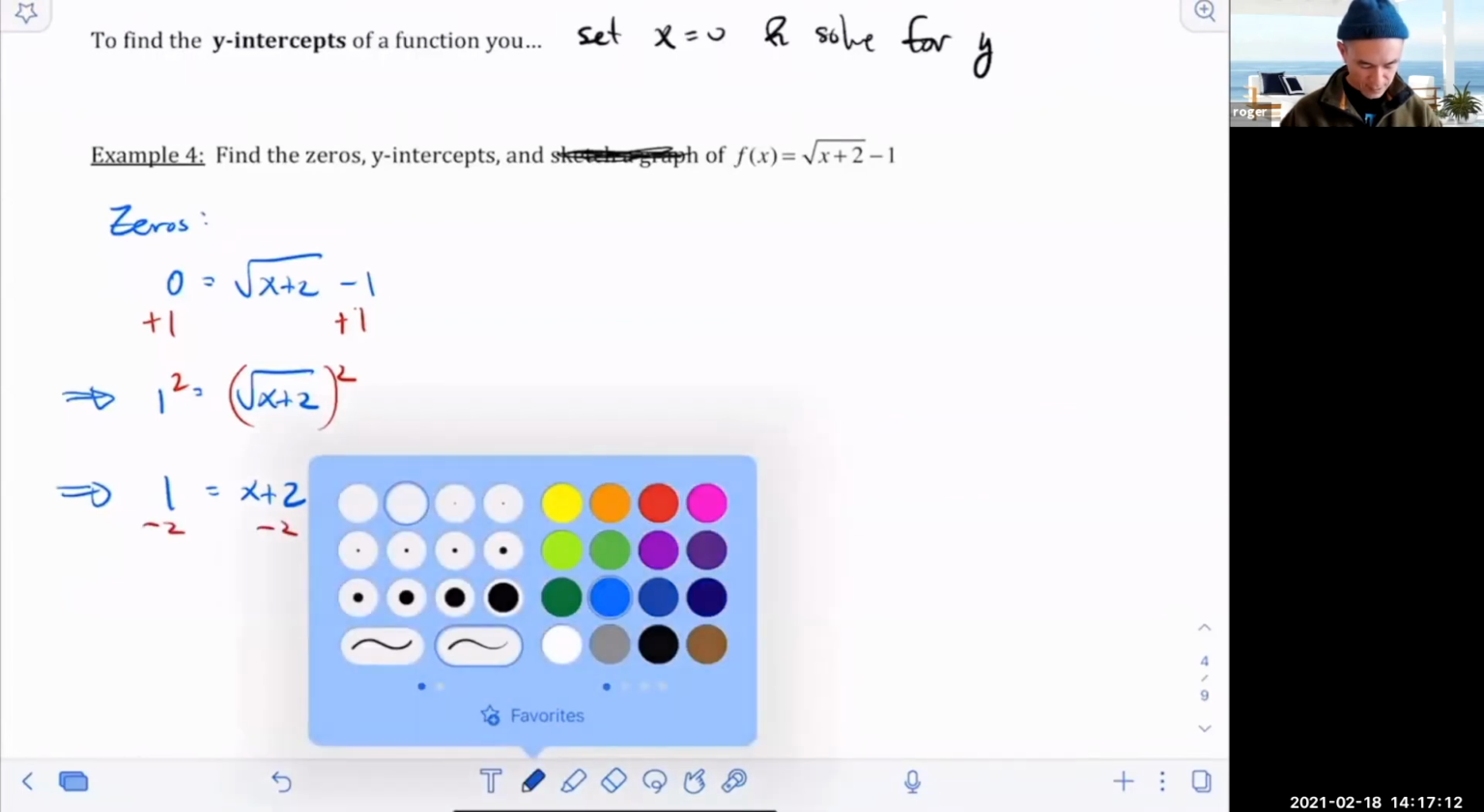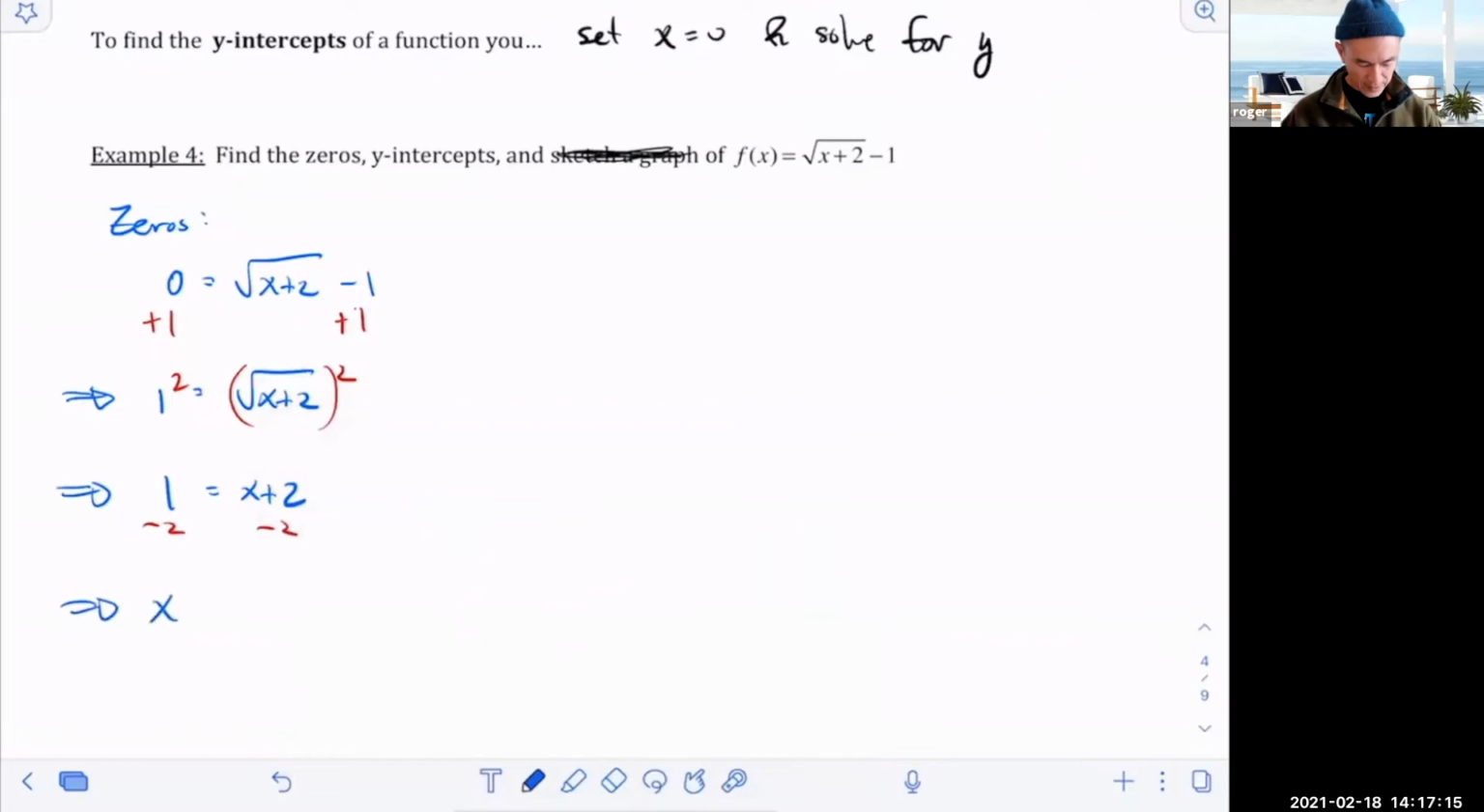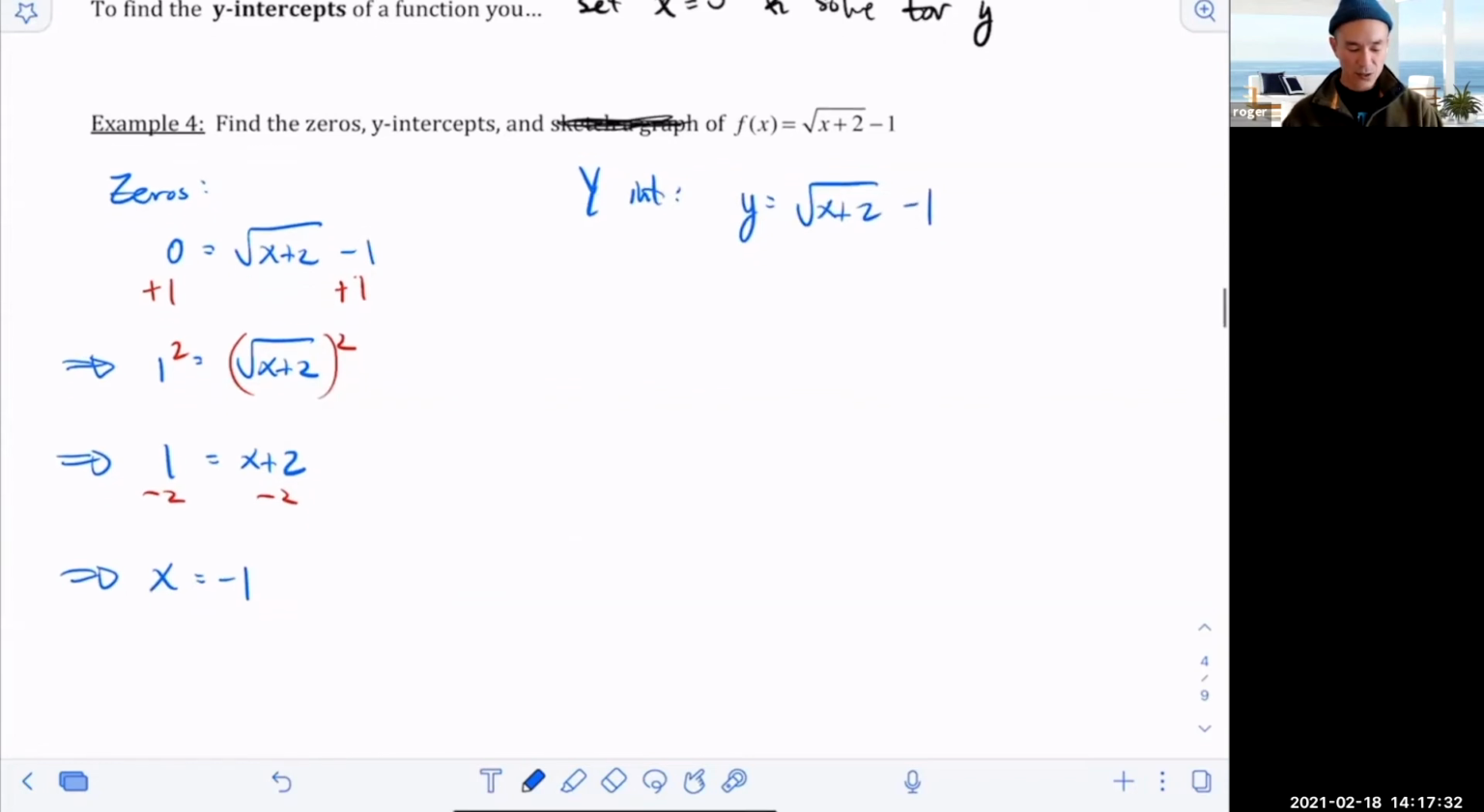And we get x is equal to -1. To find the y-intercepts, do the opposite. You got y is equal to the square root of x plus 2 minus 1. And we plug in a 0 for x. So we got y is equal to the square root of 0 plus 2 minus 1. So then this means that y is equal to the square root of 2 minus 1. So these would be our answers.